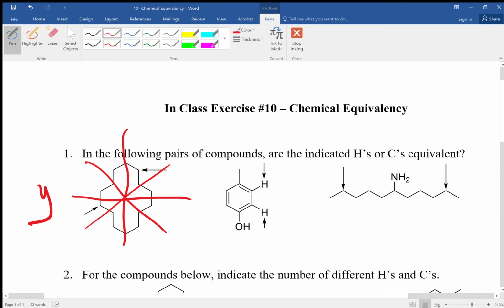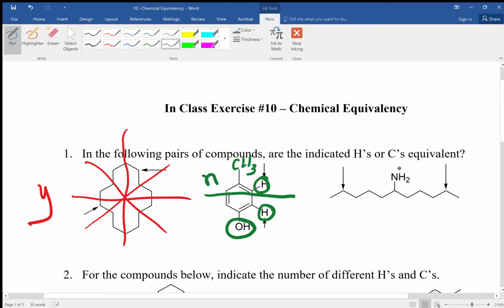Now the next molecule, we definitely have a line of symmetry here. So this hydrogen and the one on this side would be equivalent. But those aren't the ones we're comparing. Is the molecule symmetric this way? The answer is no, because we have a methyl group on one side and the OH group on the other side. So that would mean that this hydrogen and this hydrogen are not equivalent.